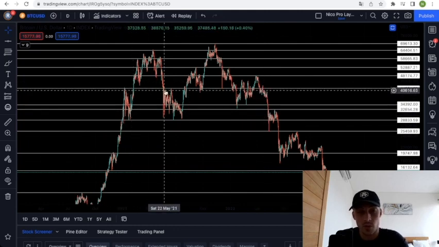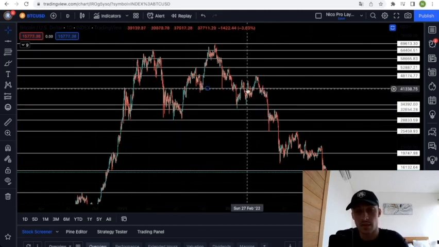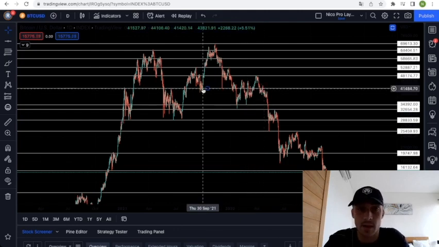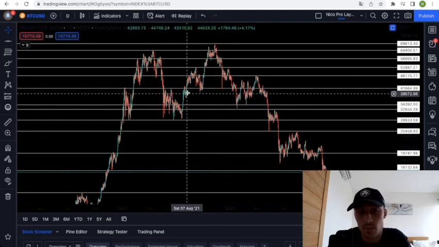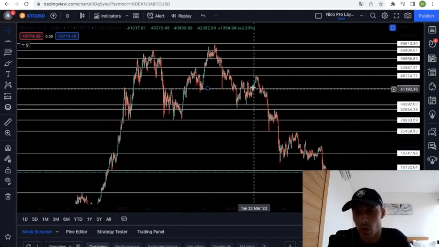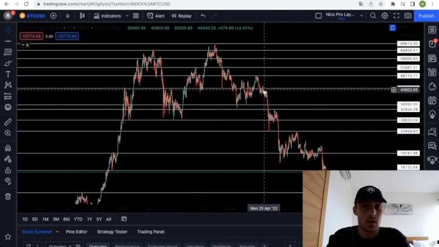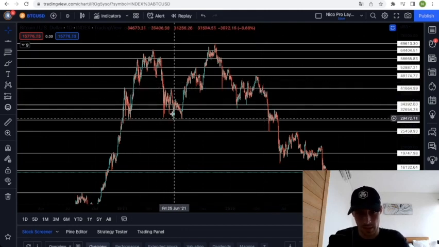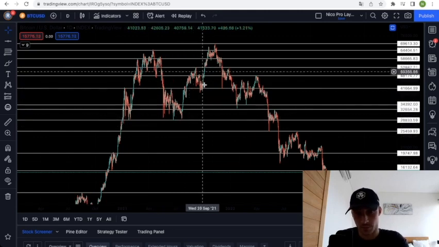We have 1, 2, 3, 4, 5, 6, 7, 8, 9, 10, 11, 12 touches with this level. So 12 times in the last year, this level has been respected, which makes it a more valuable level to me. Another rule: the more obvious the level is, the better. You can clearly see that this is an important level. There is a lot of confluence around it and the chart moves around this level. Every time it bounces there, we have significant moves away from it.